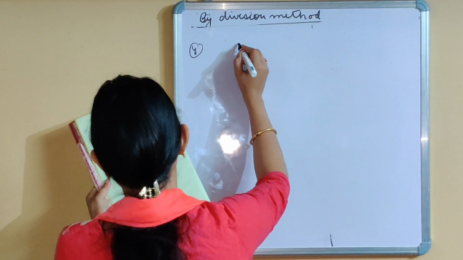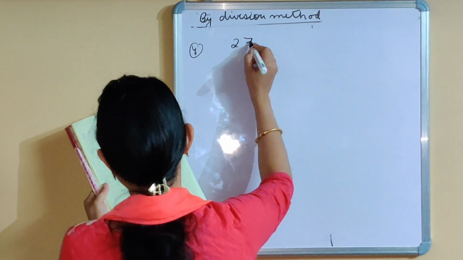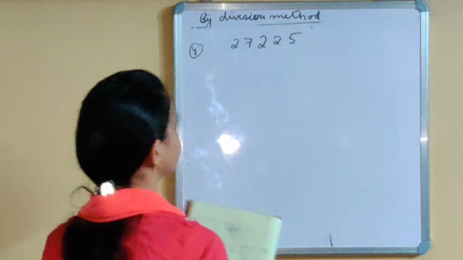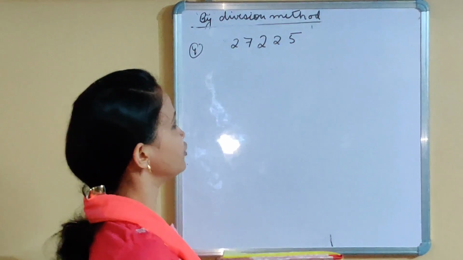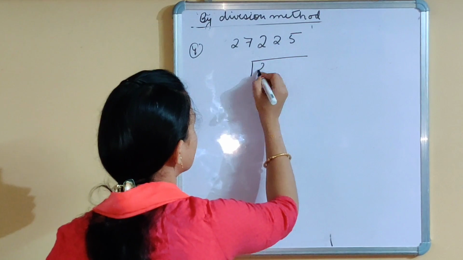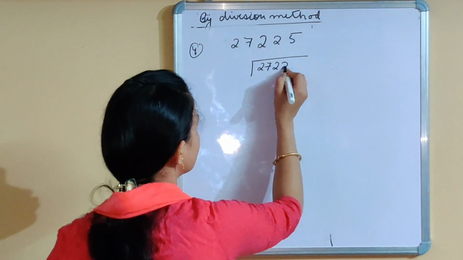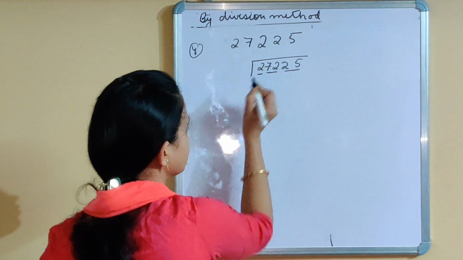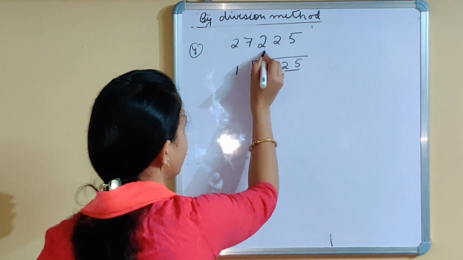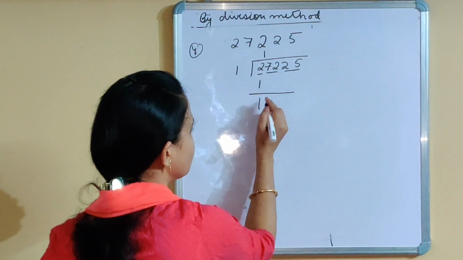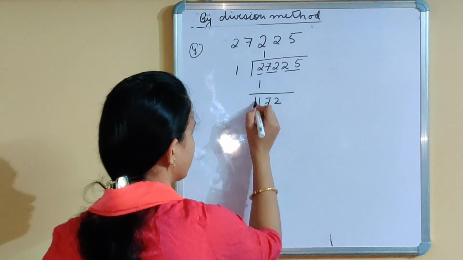Let's take 7, 2, 2, 5 with a 2 before it. So it's a 5 digit number. You see, 2, 7, 2, 2, 5. That's pairing. Okay, so let me give it here 1, 1, 1. So this 72 will come together.